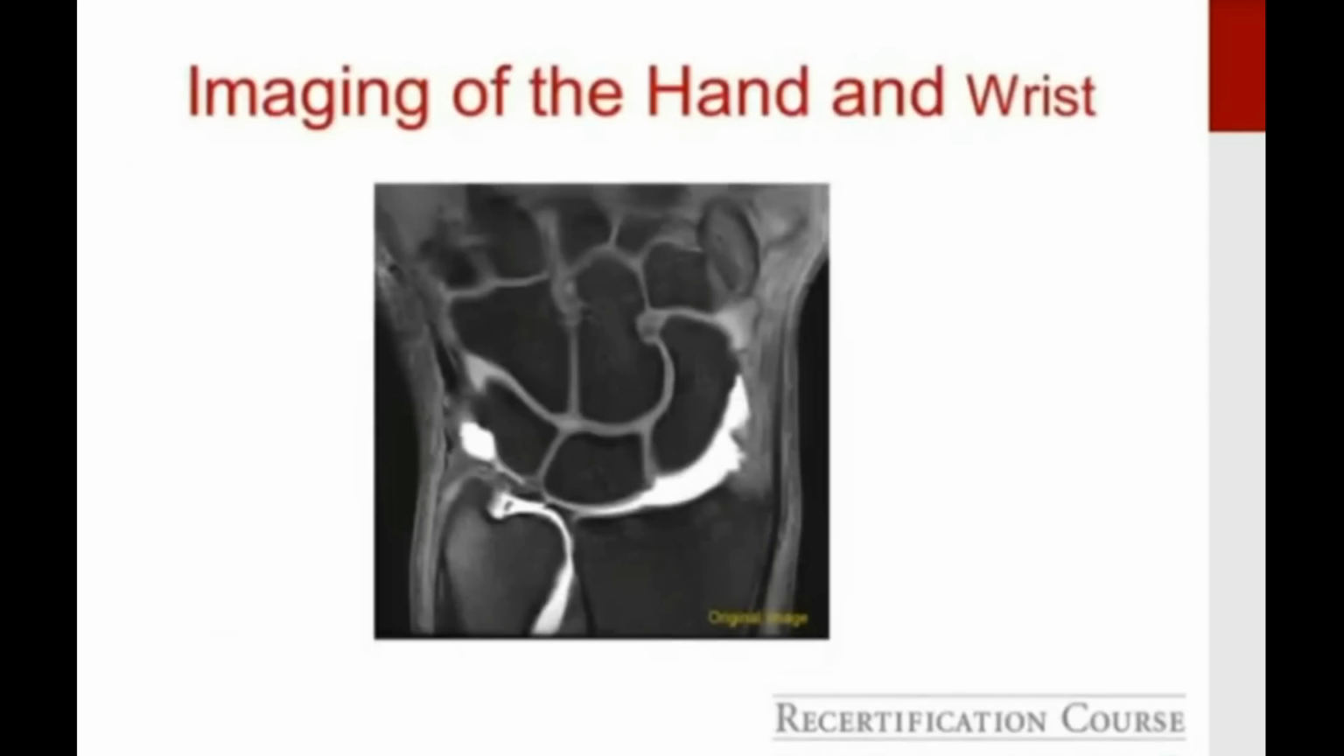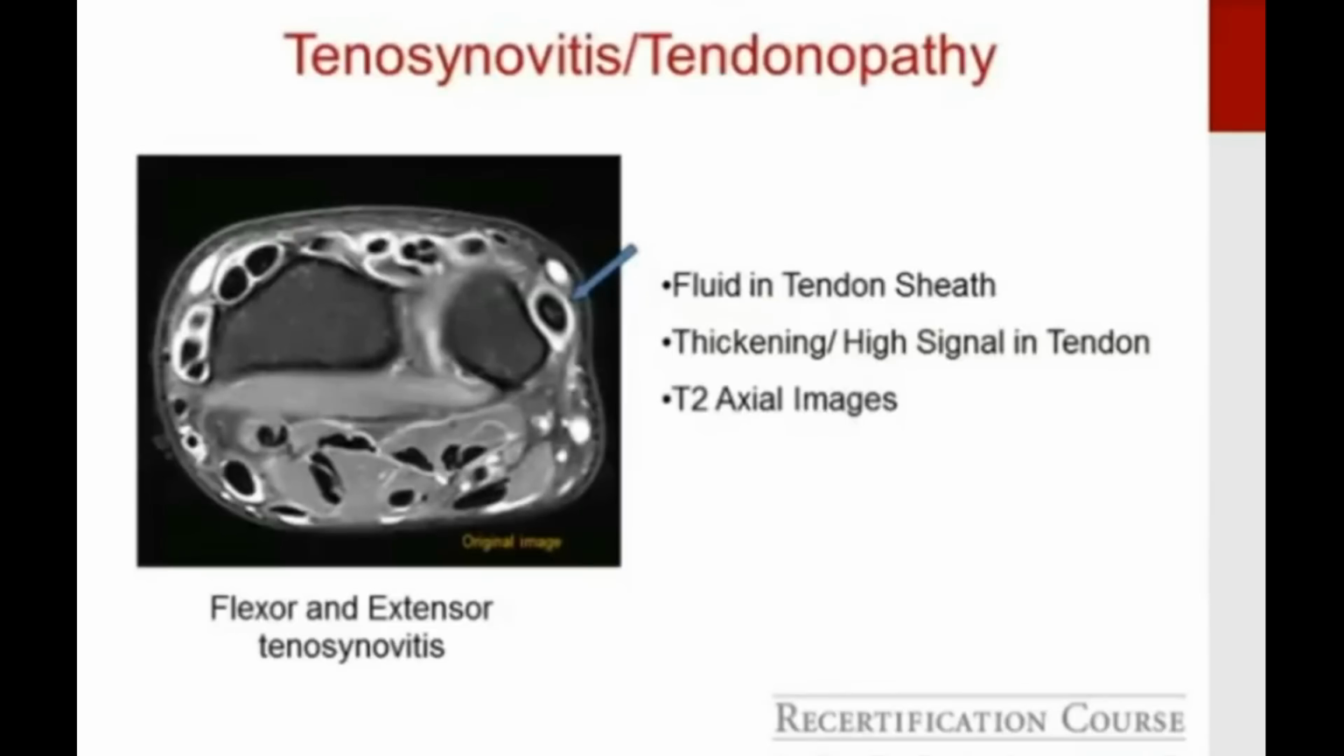Okay, finally, we move on to imaging of the hand and wrist. Tenosynovitis and tendinopathy is a common reason for imaging through the hand and wrist. And in this particular case, we can see that there's fluid signal surrounding nearly every tendon sheath in the extensor side of the wrist. And this fluid within and adjacent to the tendons represents tenosynovitis. The extensor carpi ulnaris tendon is thickened. We see intermediate signal within the substance, and that represents tendinosis.